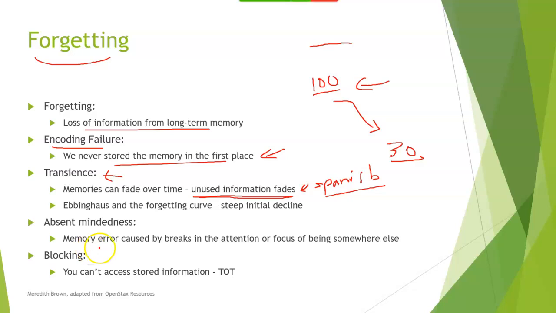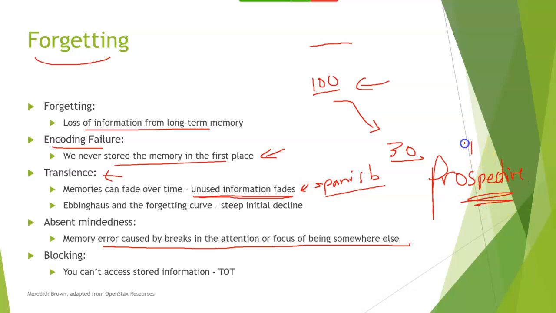All right, absent-mindedness is another thing. This is a memory error that happens because the attention focus is somewhere else. This is why people that suffer from depression sometimes will forget to do things. They'll forget with prospective memory. They'll forget to do stuff because they're distracted by the depression.